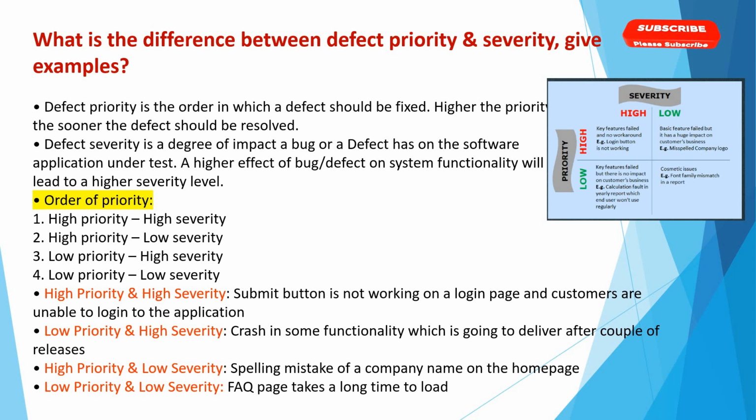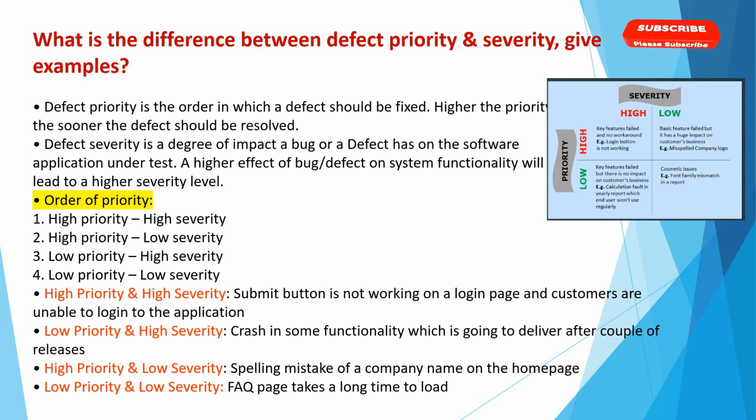When we have high priority and high severity: the submit button is not working on the login page. Customers are unable to log into the application. So it is very high priority and high severity, and it has to be fixed, because if they are not able to log in, it is a very critical functionality, right? When a critical functionality is affected, that is high priority and high severity as well. People have to fix it immediately, right?